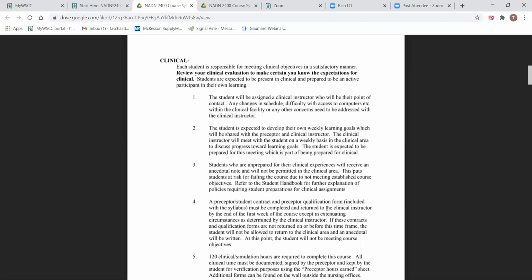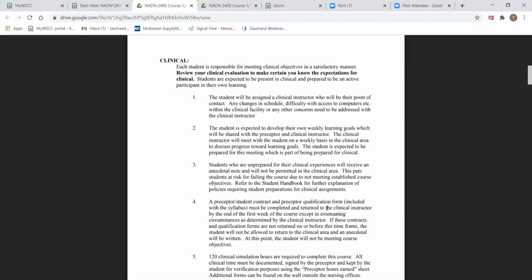Now, we know there can be certain circumstances where the preceptor may not be in that facility. That needs to be communicated with your clinical instructor. All paperwork can be given to myself or your clinical instructor.